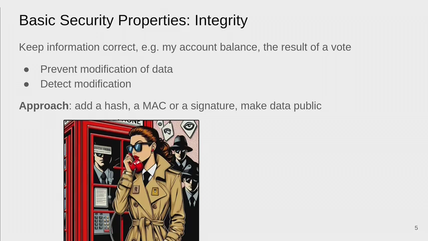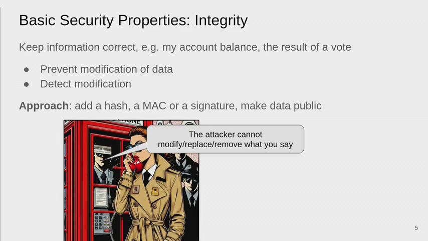Now, integrity in this example would mean that the attacker cannot modify, replace, or remove what you say. As in, the attacker cannot blank out individual parts that you're saying, or use an AI-generated system to replace your voice with the attacker, for example. So this is integrity. Integrity ensures that data cannot be tampered with in one way or another.